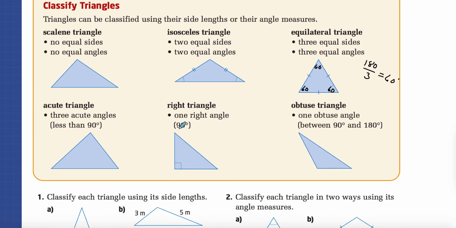A right triangle, there's always one angle then that is 90 degrees. You know that we have a hypotenuse that is across from the right angle. That right angle usually should be marked with a little square in the corner to show you that that's 90 degrees. And then an obtuse triangle, one of the angles of an obtuse triangle is over 90 degrees. So between 90 and 180 degrees, that one angle in the corner.